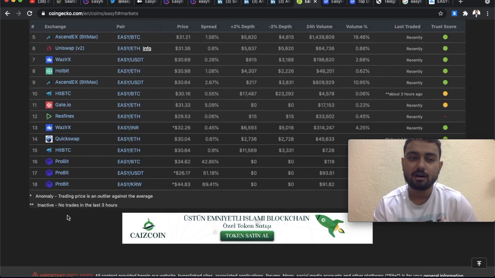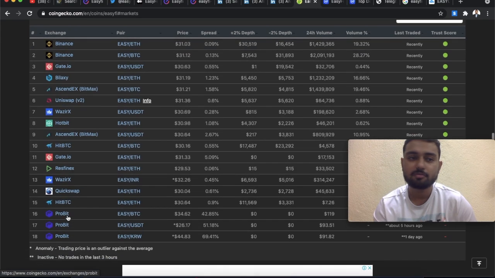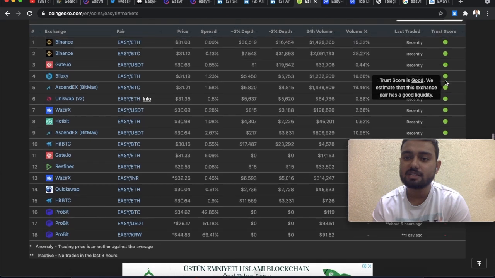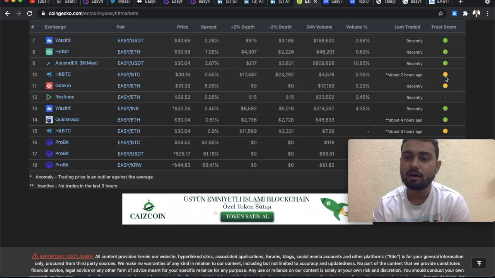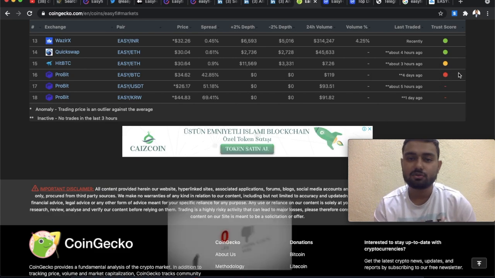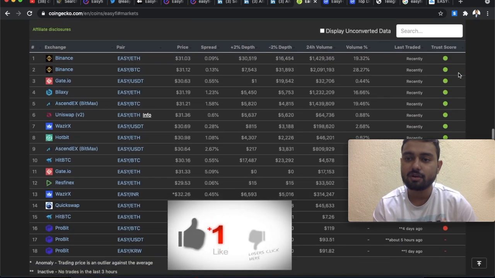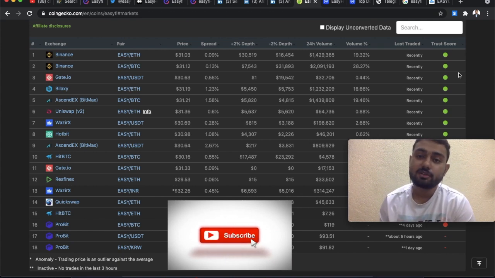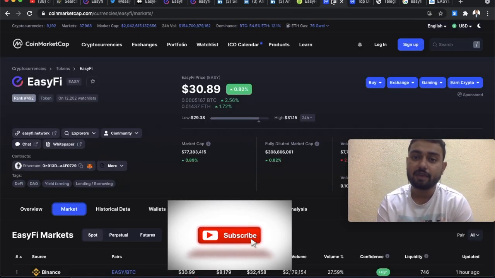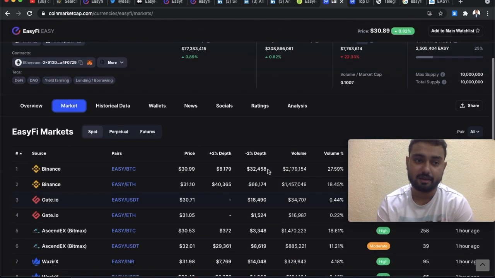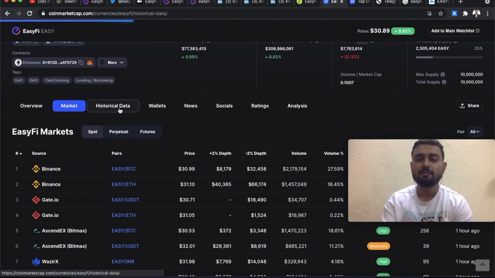So what CoinGecko does is they publish a trust score as well, right? Green is the most trustworthy, yellow is somewhere in the middle, and red is where the trust score is very low. So you can refer to these trust scores for the exchanges. With this, what you also need to verify on the market side is the volume that they are getting, right? So for volume, we can go to historical data.